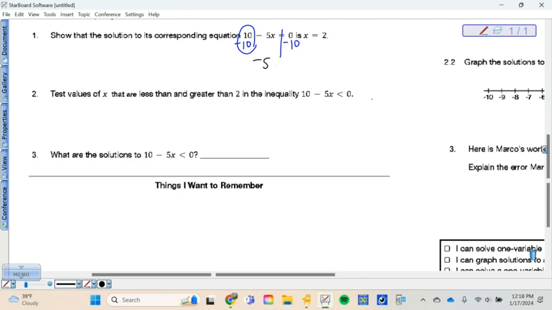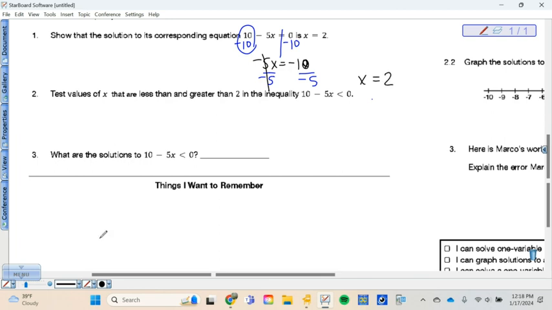Negative 5x, and that's equal to what? Negative 10. Okay, my x isn't by itself yet, so what do I do now? Divide by negative 5. Good. Excellent. Divide by negative 5, divide by negative 5, and we end up with those canceling, and we have x is equal to positive 2.